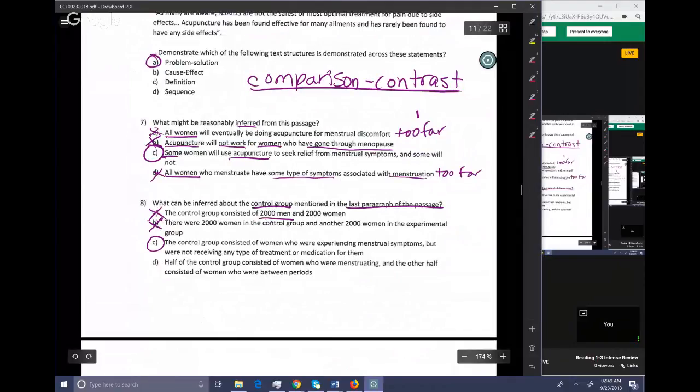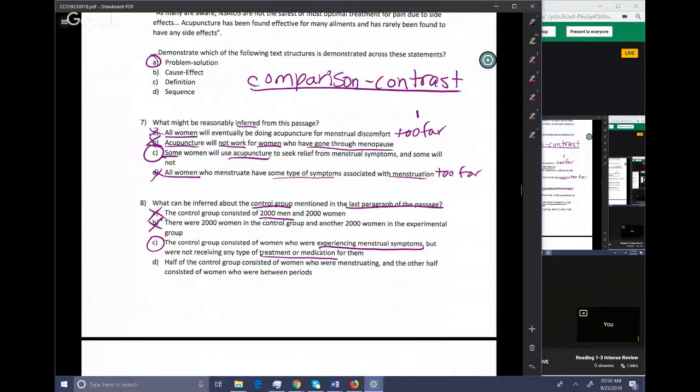C is the right one. It says the control group consisted of women who were experiencing menstrual symptoms, but were not receiving any type of treatment or medication. So there has to be menstrual symptoms for comparison, but they cannot be receiving any type of treatment, because you're comparing someone who's getting treatment with acupuncture to someone who's not getting treatment at all, and that's giving you the rate of improvement that's being seen.